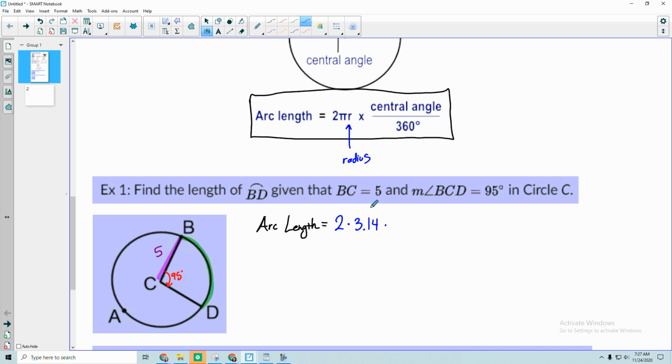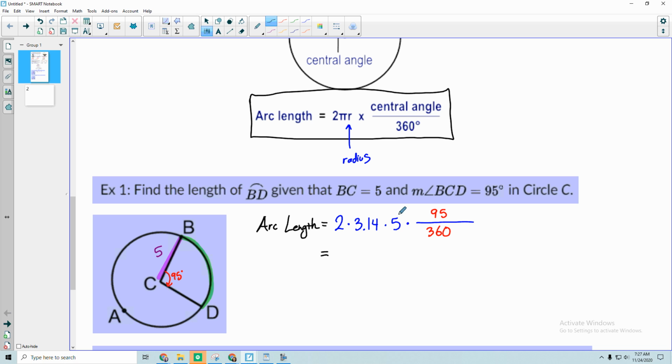So 2 times 3.14 times 5, and then multiply that again by the central angle. So the central angle in this picture is 95 degrees. So multiply that by 95 degrees, and that's divided by 360. So that 360 is always going to be there. Okay, so I have everything plugged in that I need to. I just put all of this into the calculator.